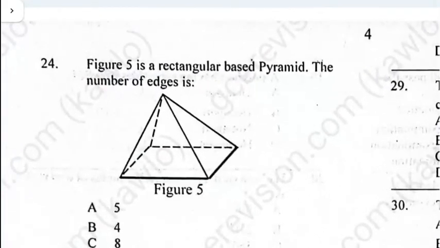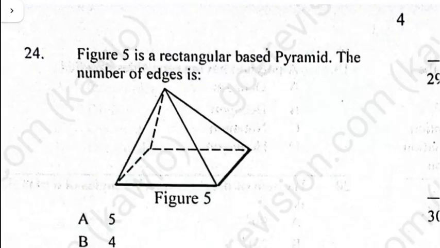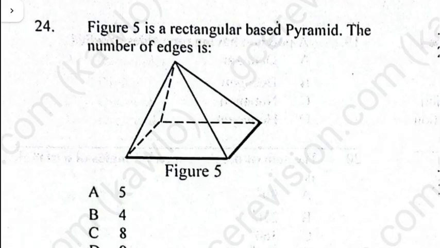Let's move to question 24. Figure 5 is a rectangular based pyramid. The number of edges is, so how many edges are here? So let's look at the number of edges and see what we have. First of all, what is an edge, or how do we get the number of edges? The pyramid has a rectangular base, and we are required to look for the number of edges.